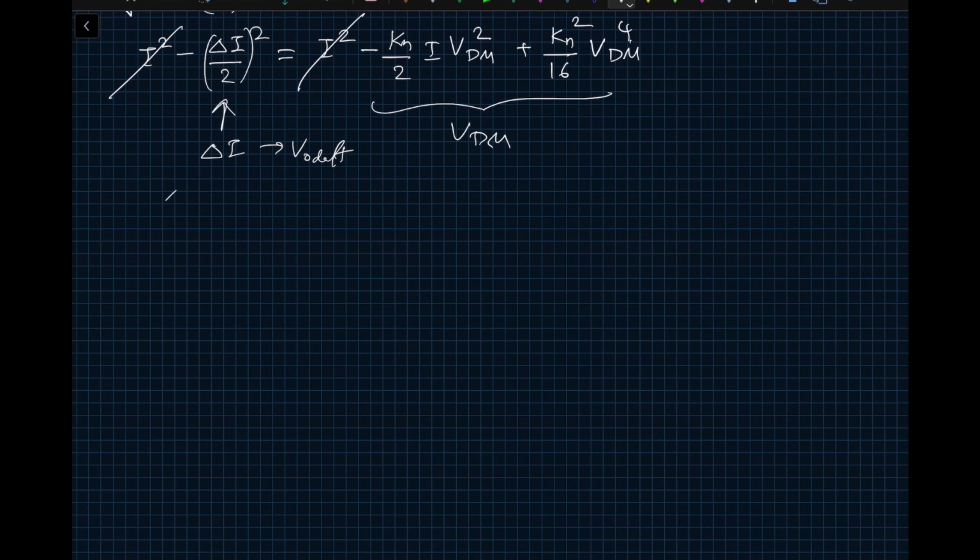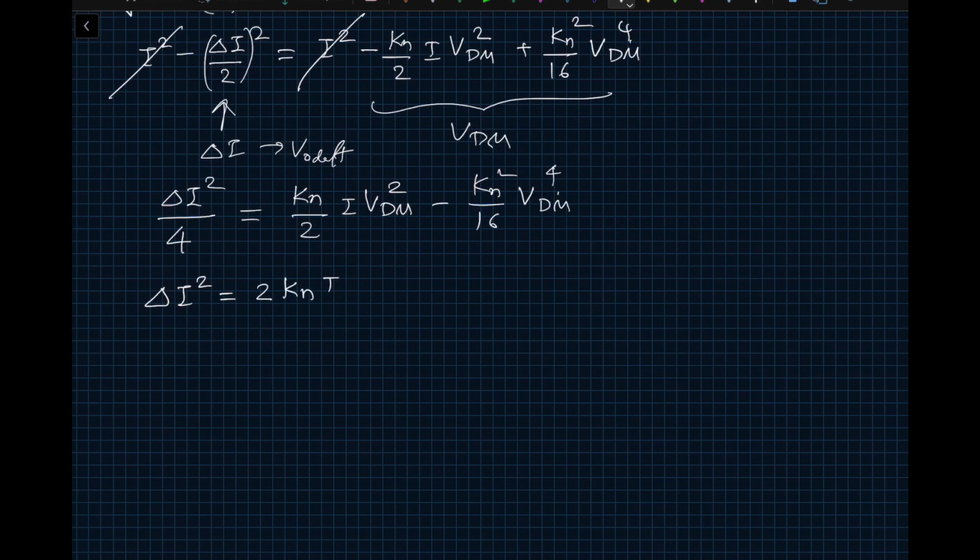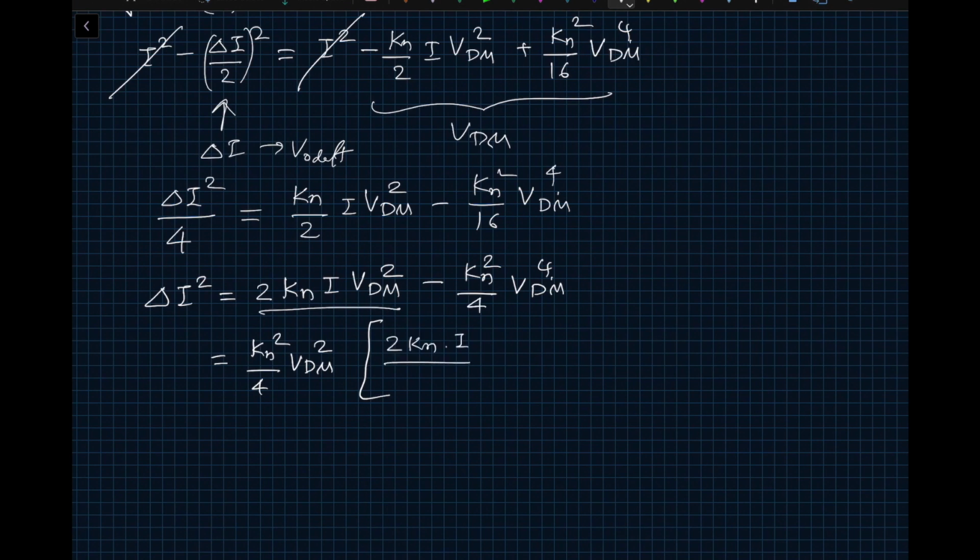So what do we get here? We get delta I square divided by 4. That would be equal to Kn divided by 2I VDM differential voltage square minus Kn square divided by 16 VDM to the power 4. So then I can group things together, and you would get delta I square is equal to 2 times Kn I VDM square minus Kn square divided by 4 VDM to the power 4. Next, we can remove Kn square divided by 4 times VDM square out of this equation. So this would give me Kn square divided by 4 VDM square. I took it out of the equation, and then this part will become 2Kn I divided by Kn square, and you'll get 4 over here also, and minus VDM square. That's what we'll get.